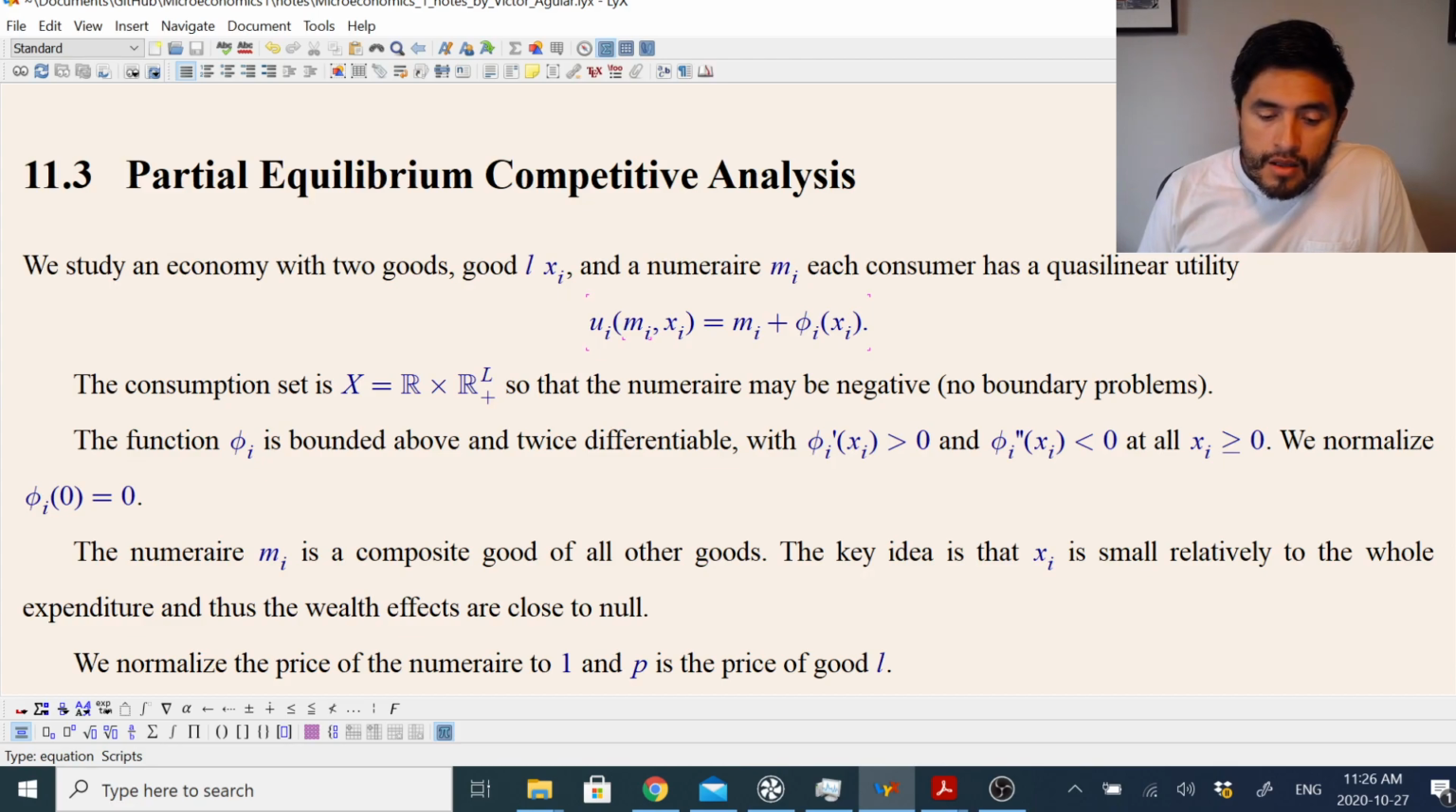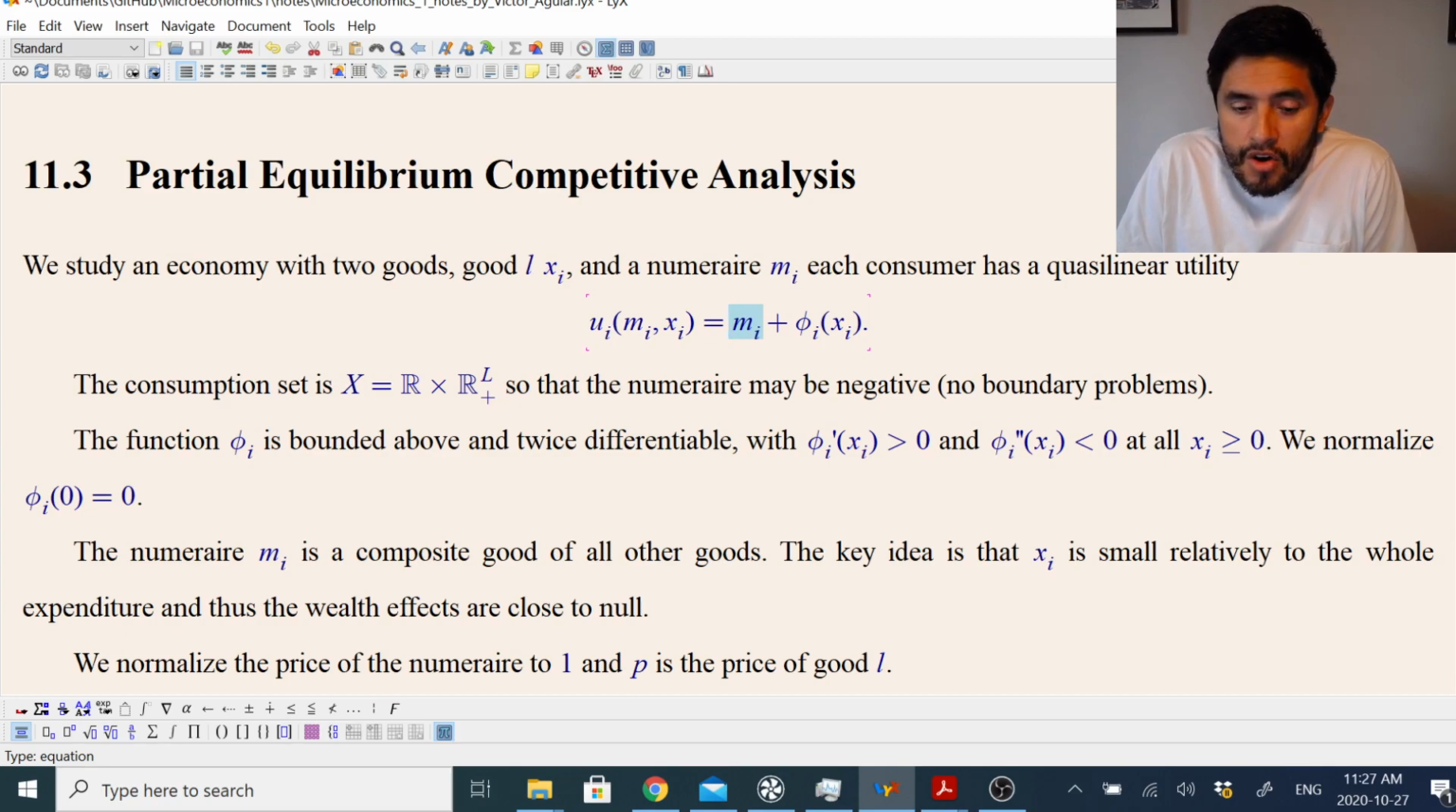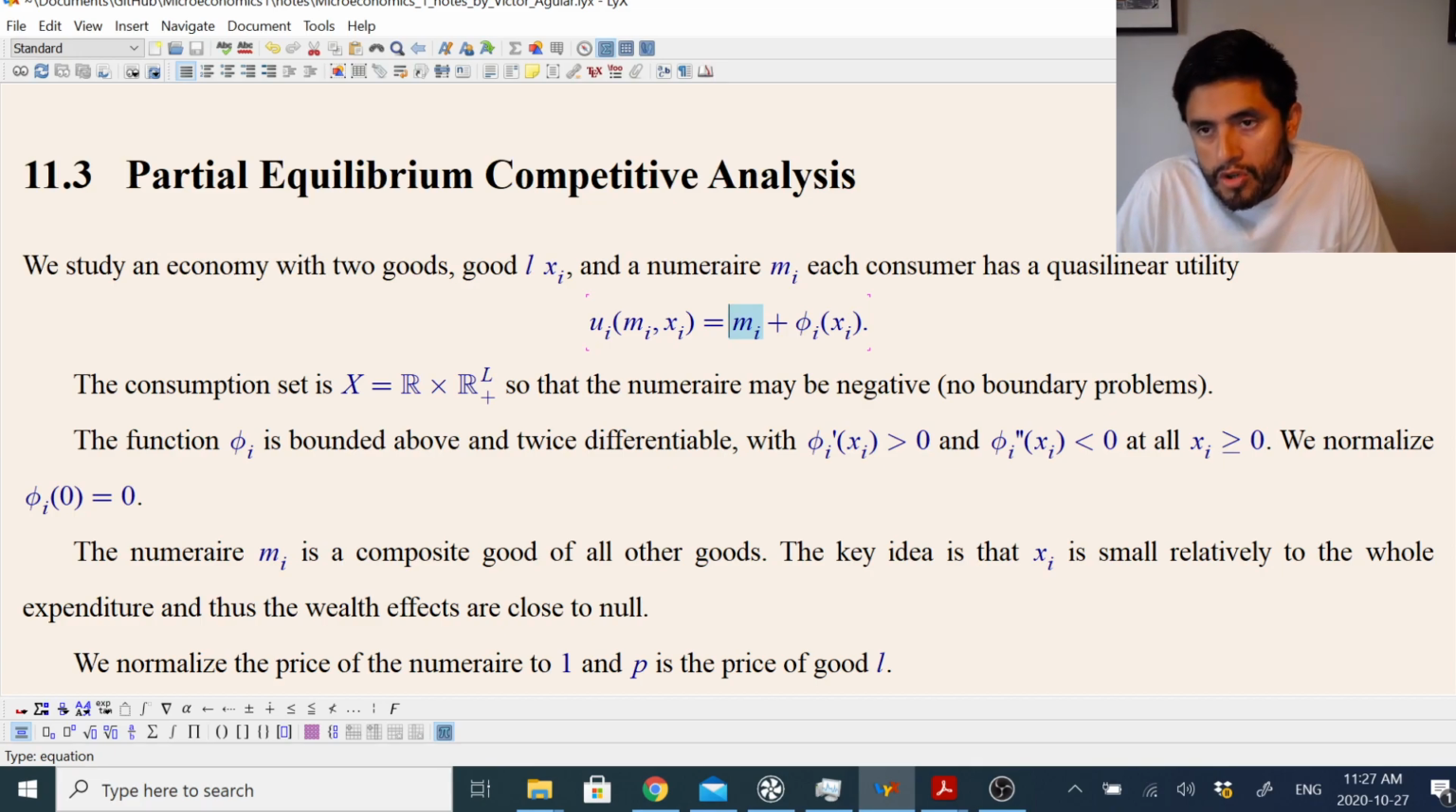Given that M, which is the consumption of the numeraire good, enters directly, that means that the utility here is measured in terms of some transformation of the units of the numeraire good. So if the numeraire good is, for instance, apples, this will be measured in units of apples. But in particular, the numeraire good is thought to be a composite good. Usually it's thought to be the remaining money you have that you haven't spent on X. So in that sense, the most common interpretation of the quasi-linear utility is that it's measuring money.